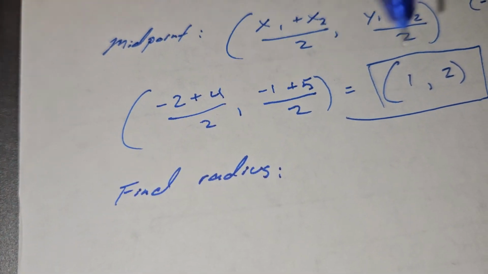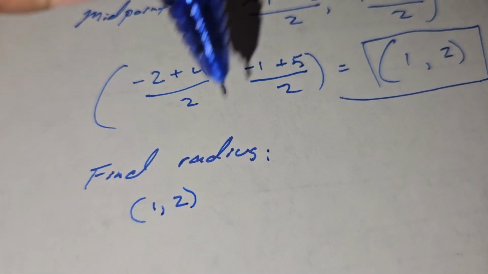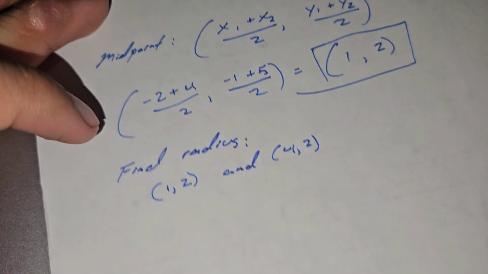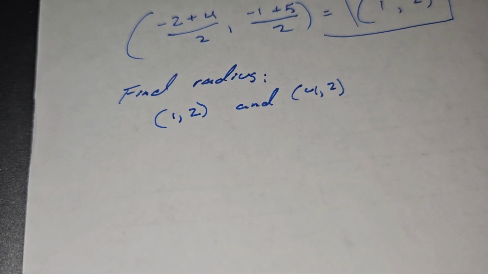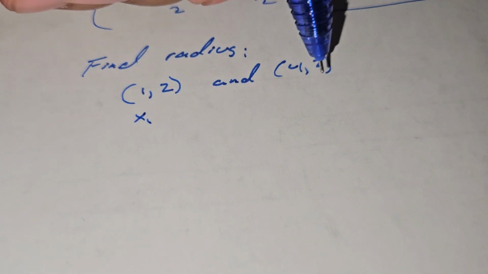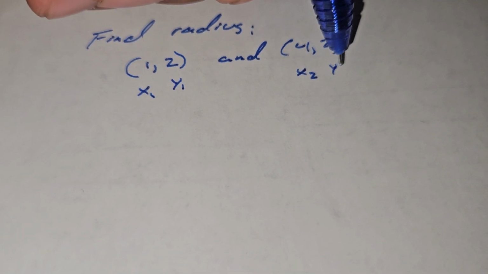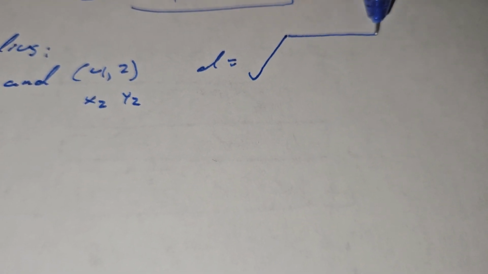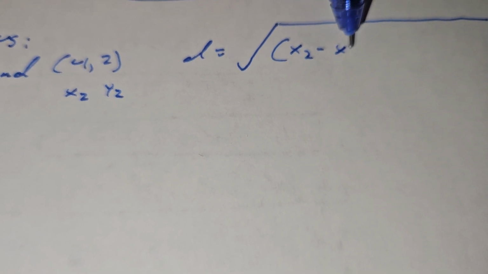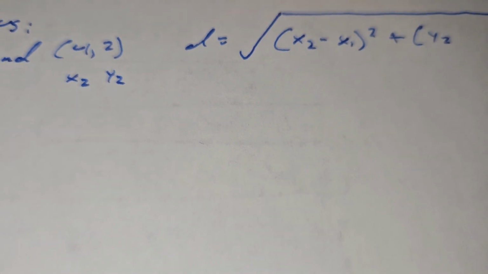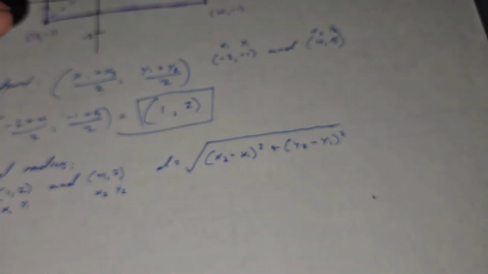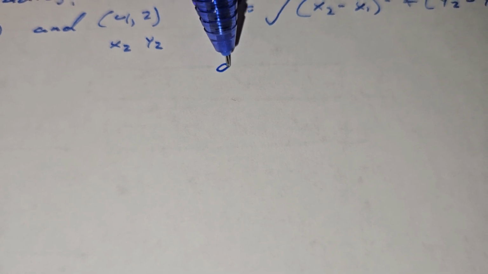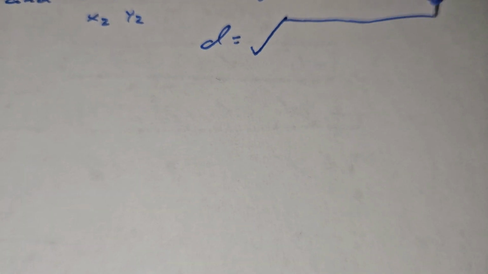So what points did we choose? We have our center, which is 1, 2, and the point we chose was 4, 2. So again, to find the radius, just use the distance formula. Let's label this x sub 1, x sub 2, y sub 1, y sub 2. The formula is x sub 2 minus x sub 1 squared plus y sub 2 minus y sub 1 squared, all underneath the square root. Just plug in your values. You already know how to use the distance formula. We had enough practice with that.